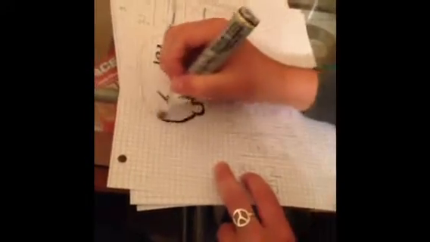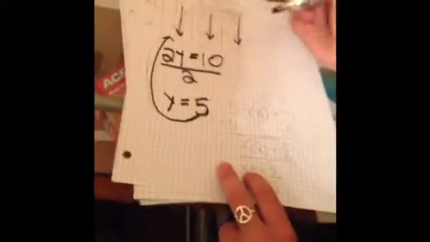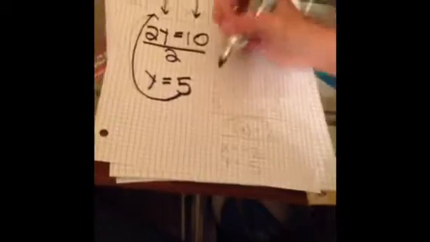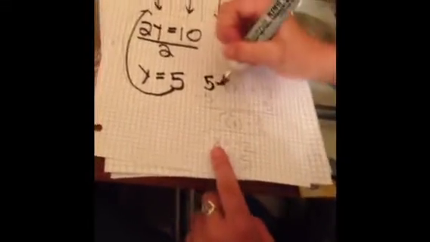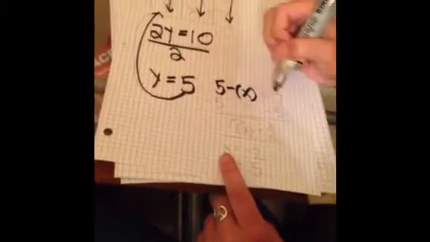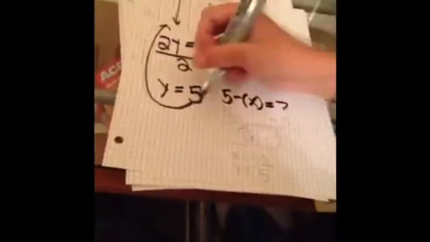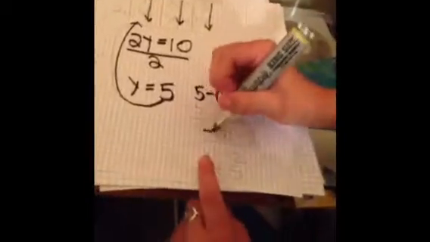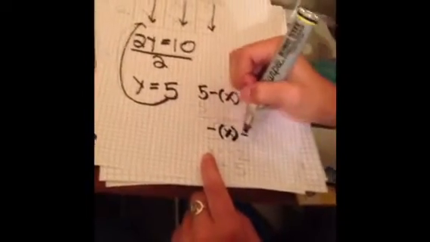But then you have to plug that back into the original equations to get x. So 5 minus x equals 7. You subtract 5 from both sides to get negative x equals 2.